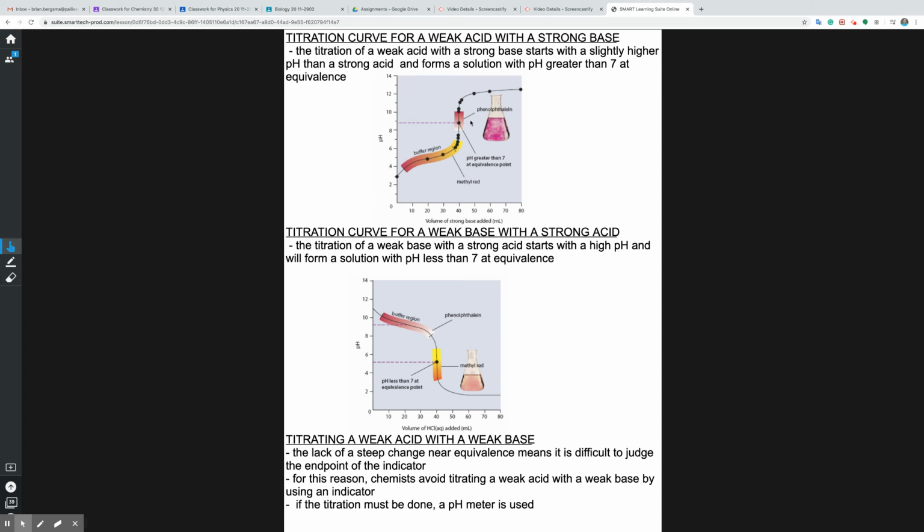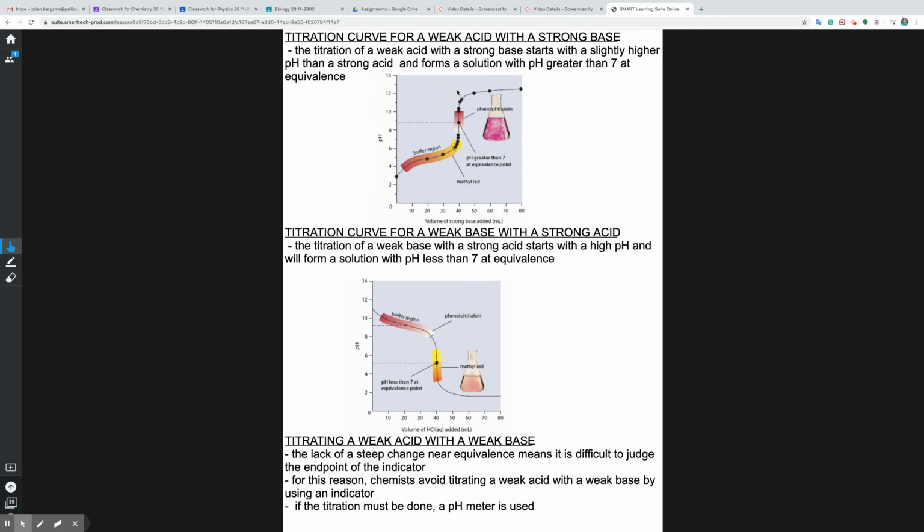This is the one we did last year. We used a weak acid, acetic acid, with a strong base, and so we used phenolphthalein as our indicator. We can also go the other way, where we use a weak base with a strong acid. It's going to pull the equivalence point down to just above 5. So again, we want to find something that changes colors around that.